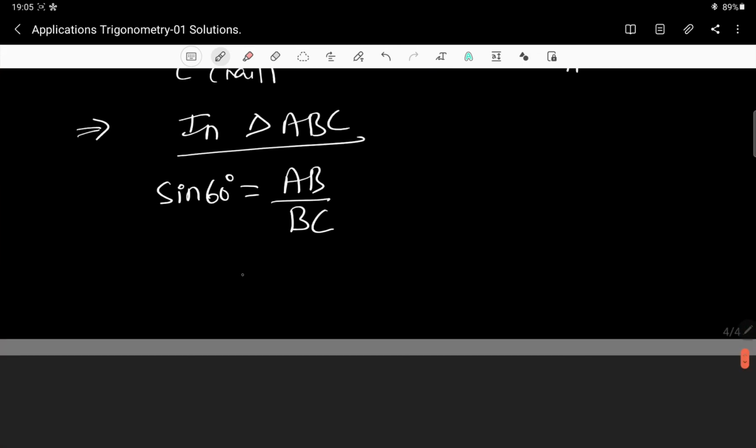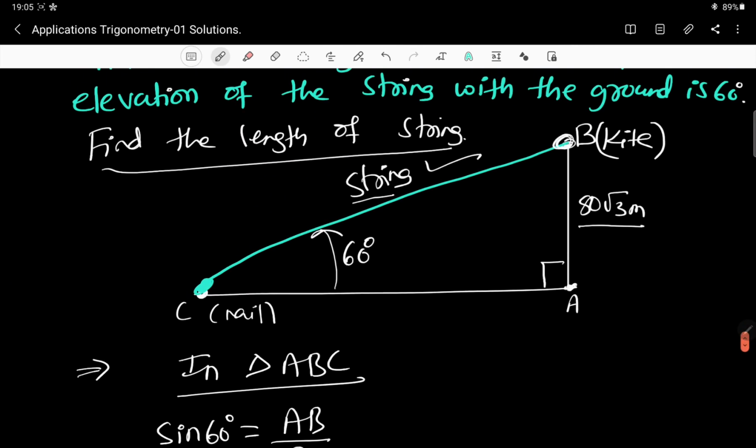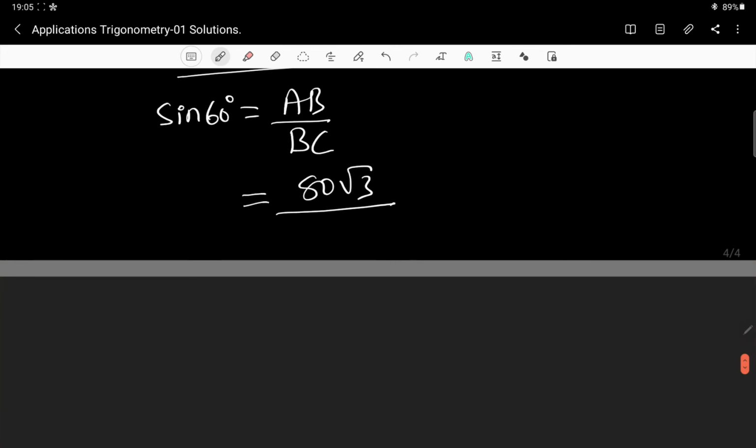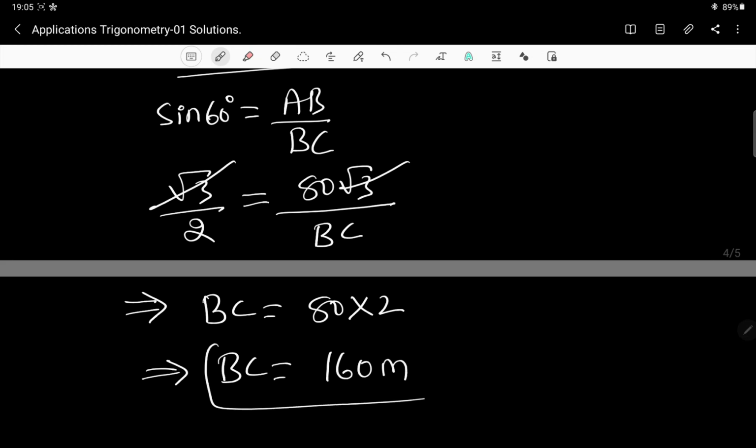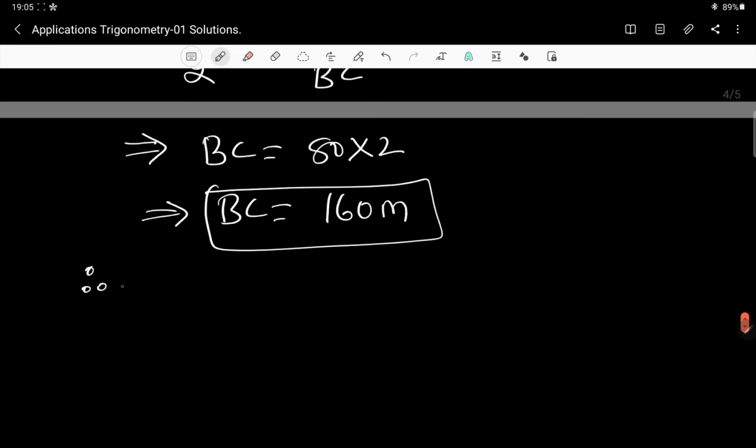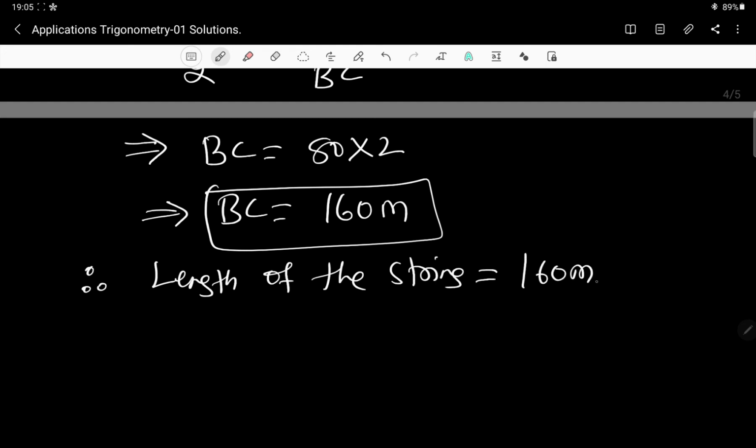So AB is known, that is 80 root 3 divided by BC. BC is the length of the string, and that is what they are asking. And sine 60 degree is root 3 by 2, you know that. Here root 3 gets cancelled. You send BC this side. So BC becomes 80 into 2, that is BC is equal to 160 meter, correct? Therefore, length of the string is equal to 160 meter.